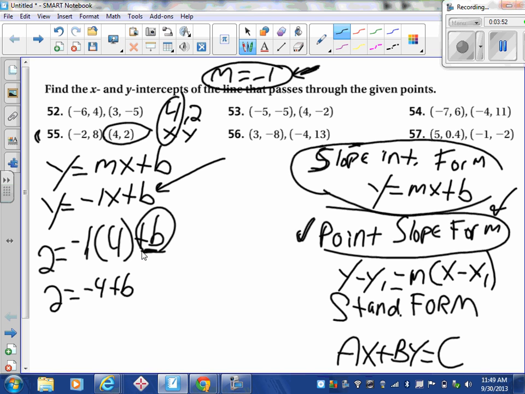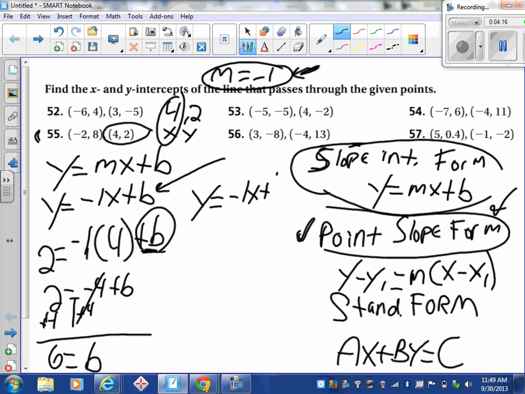plus b. I got to do the opposite of -4, so I have to add 4 to both sides. Add 4 to both sides. And I get 6. Those cancel out. I got b equals 6. So then I can write my slope-intercept form as y equals -1x plus 6, which I don't need a -1 in front of it. I can just write y equals -x plus 6.